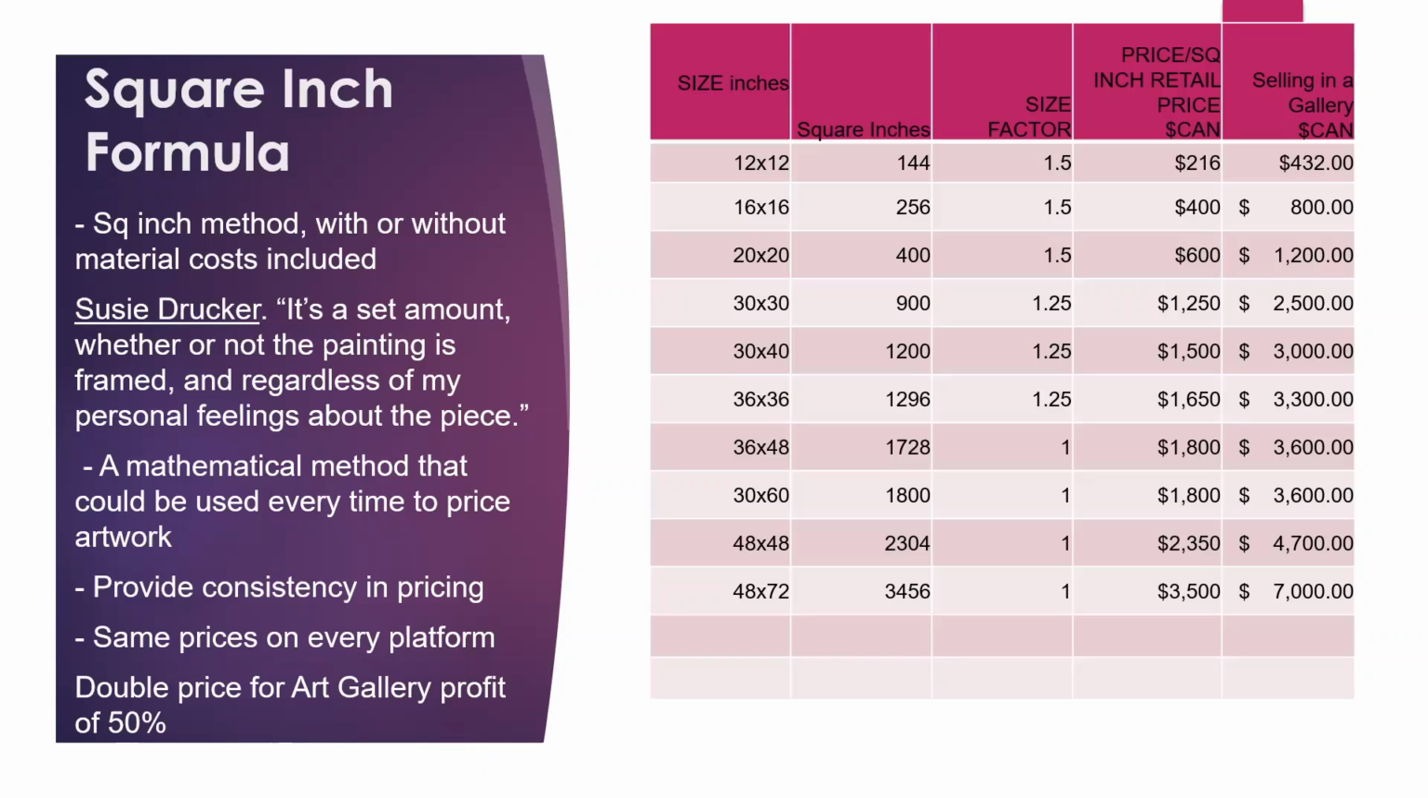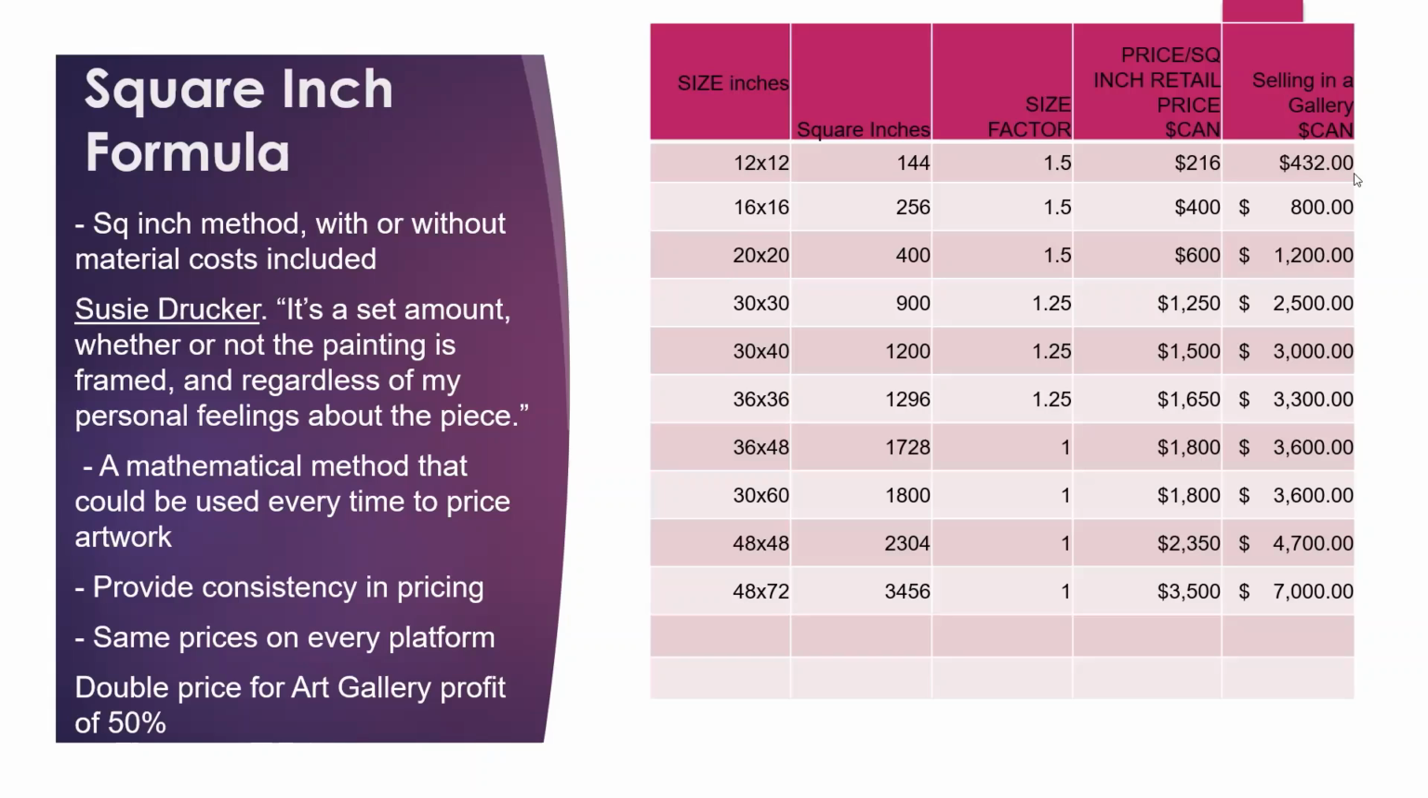Same prices on every platform. So if you have your art priced on your website, if you have it on Fine Art America's platform, if you stand live in an outdoor art show, you will have consistent pricing every time if you use this method. And then of course, if you're selling your art through a gallery, they usually mark up 100%. So you have to double the price in order to get what you want for the painting if you're selling through a gallery.